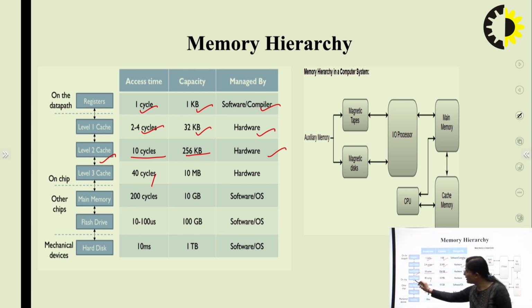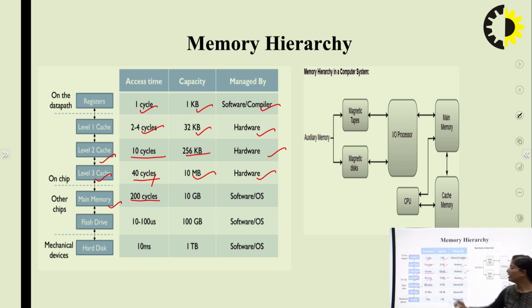Then moving ahead, we have level 3 cache, which needs 40 cycles to access data, has a capacity of 10 MB, and is managed by hardware. Then we have our main memory. 200 cycles are needed to access data from main memory. 10 GB is the capacity, and it is managed by software, or rather your operating system. Then flash drive needs 10 to 100 microseconds, has 100 GB capacity, and is managed by software and operating system. The last one is your hard disk, which needs 10 milliseconds, has 1 TB capacity, and is managed by software or operating system.